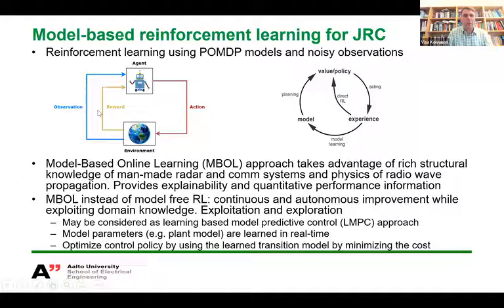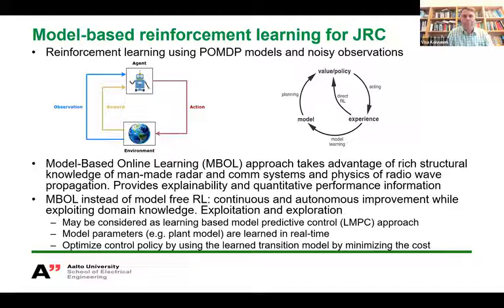All reinforcement learning methods learn continuously and autonomously improve their performance. But the difference is that we now actually exploit the domain knowledge. And just like in any reinforcement learning problem, we have exploitation and exploration parts. Exploitation takes advantage of the best resources we have, and then every now and then we need to check if there's something better that could improve our performance significantly.